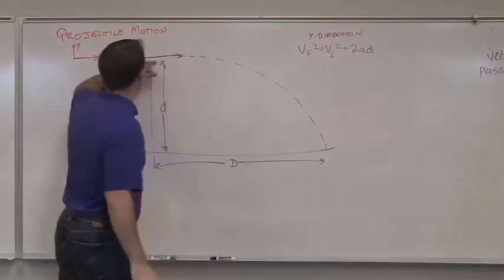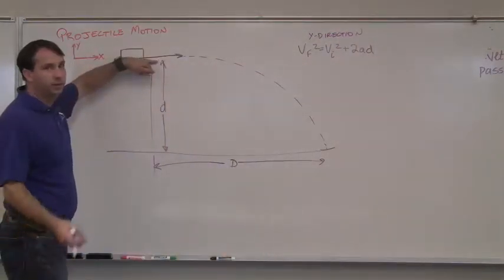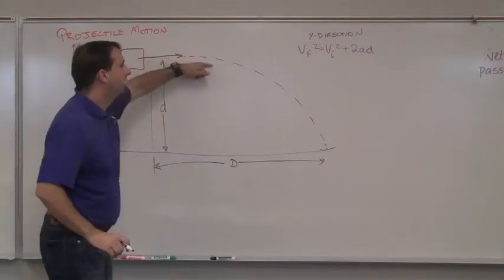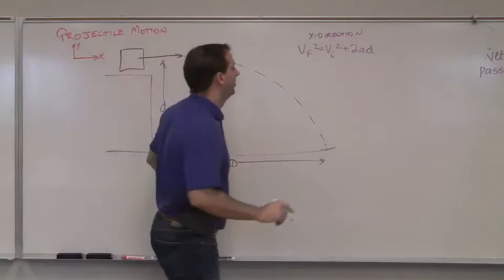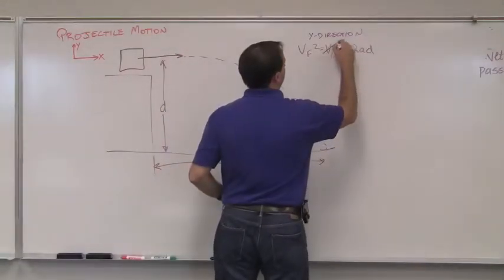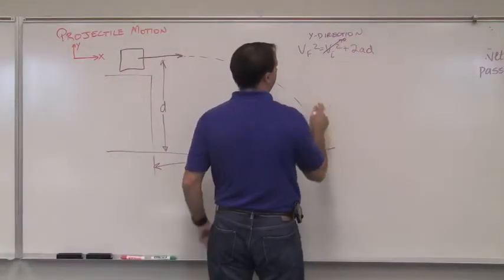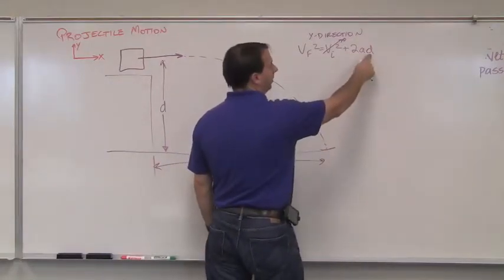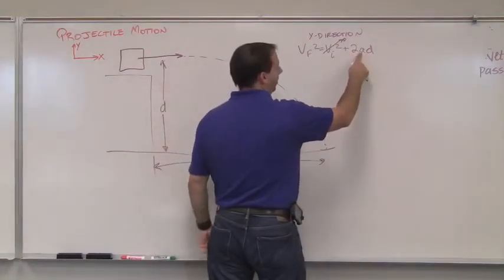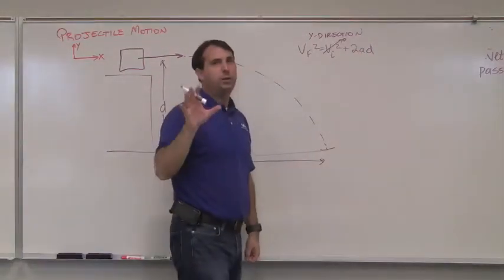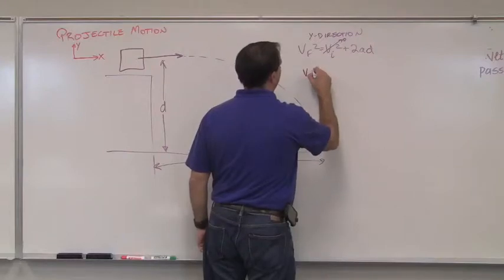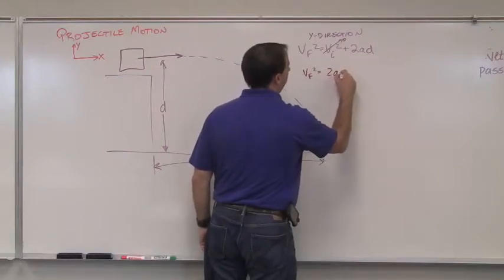Your velocity in the y direction when you start off is 0. You have no y velocity at all. You have x velocity, then you start to have y velocity. So initial velocity in the y direction is 0. Your final velocity we don't know, but we do know d, the distance you're falling, and we know a, right? We sort of know a. So v final squared equals 2AD.